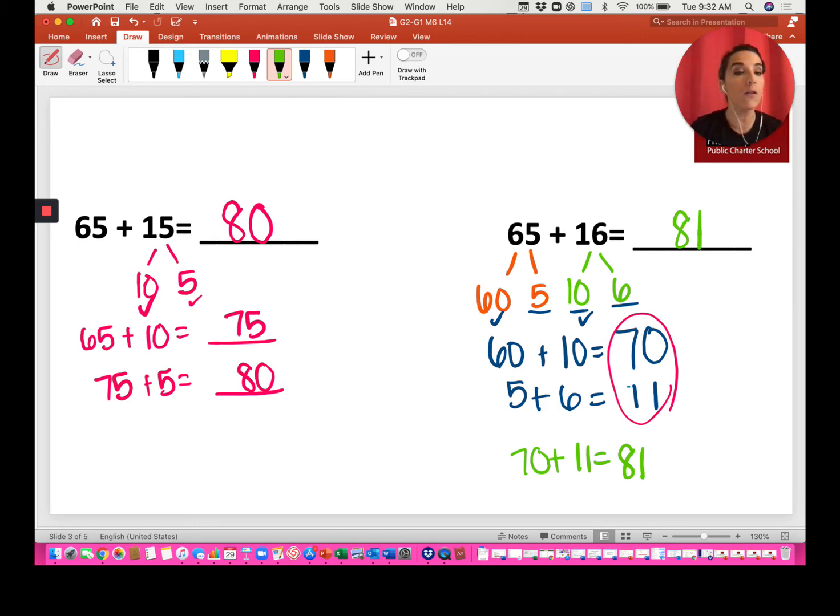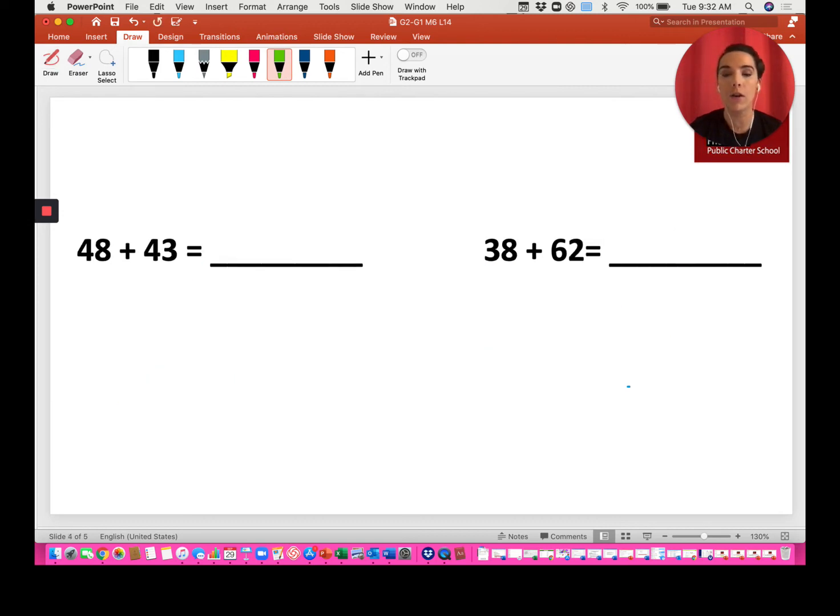Either way is a way that you can decompose in today's lesson with your teacher. So let's go ahead and practice. The first one we're going to do is 48 plus 43. I want you to just decompose one of the numbers. It does not matter which one you decompose. Just decompose one of the numbers in that one. Try and solve, and when you're ready, hit play.